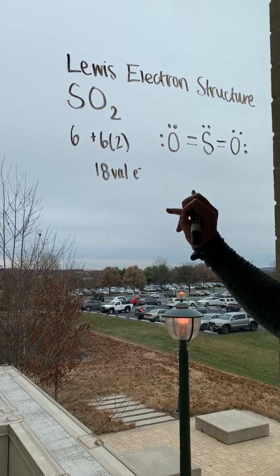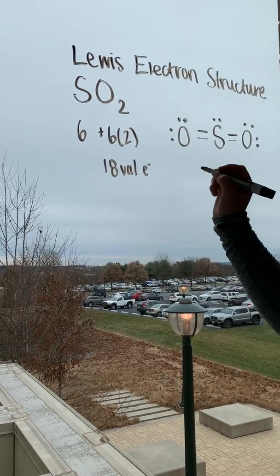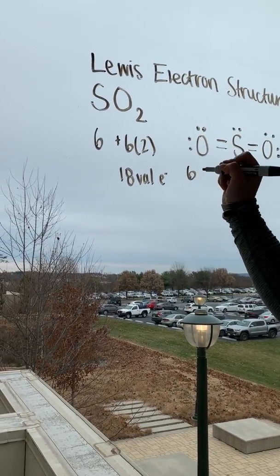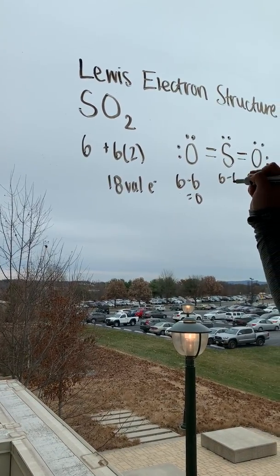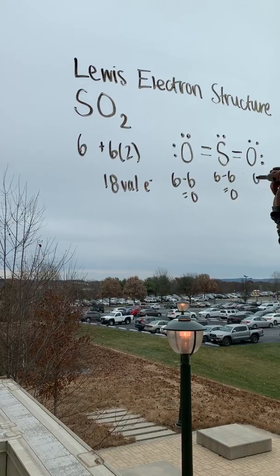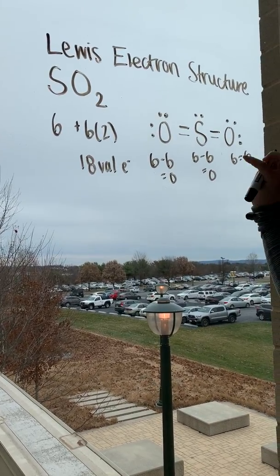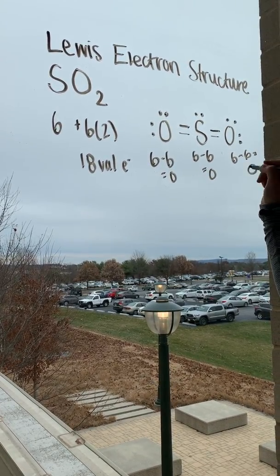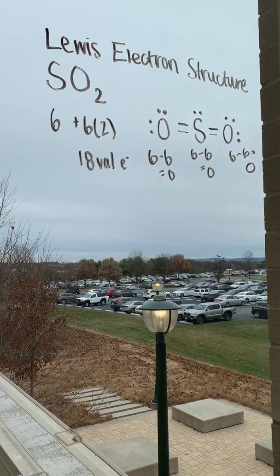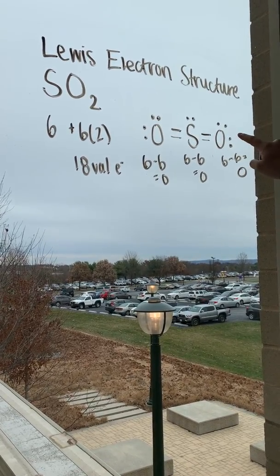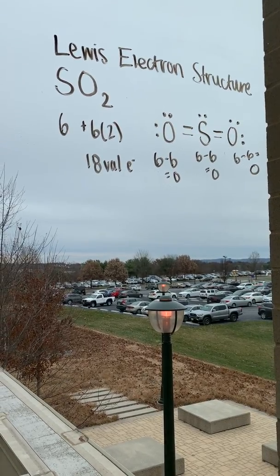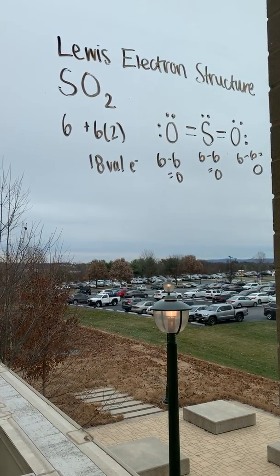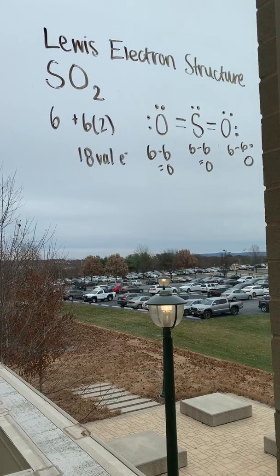And now for our formal charges, we're going to calculate those, and this will be 6 minus 6, which equals 0, which this one will as well, and so will this one. And since all of them are 0, we know that this is the best Lewis electron structure for this compound, and our electron pair geometry is going to be trigonal planar.